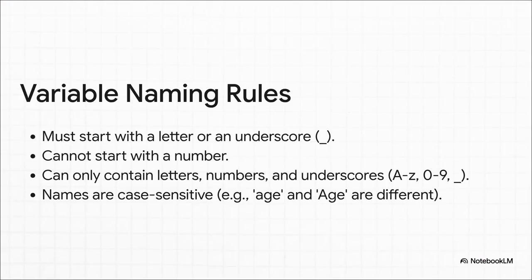The rules are pretty straightforward, really. A variable has to start with a letter or an underscore, never, ever a number. It can only contain letters, numbers, and underscores. And here's the one that trips up a lot of beginners, so listen up. Names are case sensitive. That means the variable age with a lowercase a is completely different from Age with an uppercase A as far as Python is concerned.